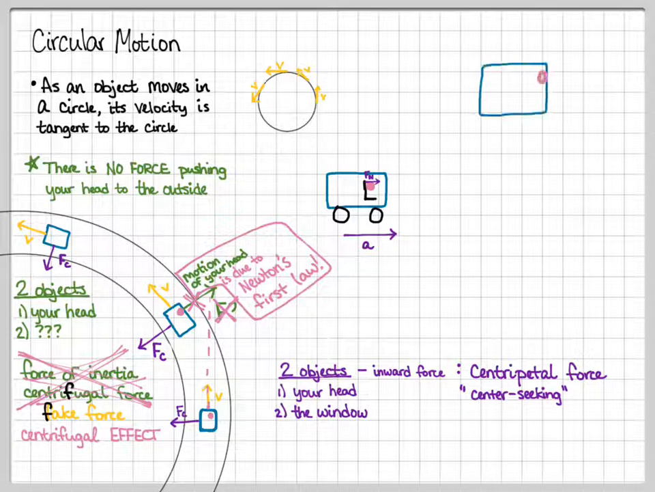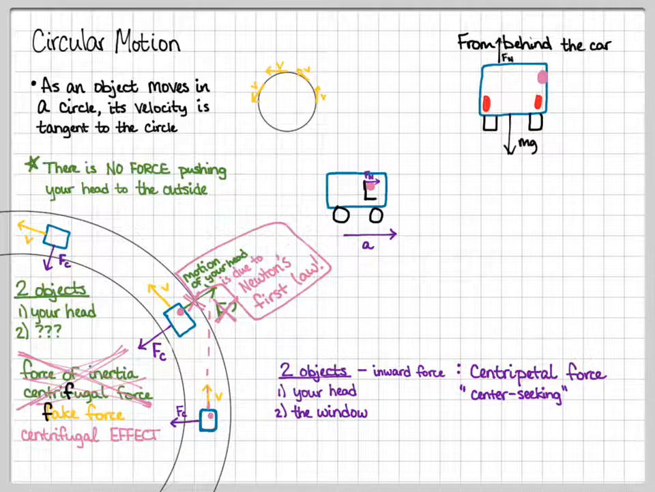So, now, let's take a look at my car from the back. So there's my taillights, there are my tires, there's your head smashed against the window. In this, we have, of course, our weight and our normal force. And we said that there's no force acting to the right. That's just due to Newton's first law, that your head is smashed against the window. The thing that's going to cause your force is the force of the window on your head. That's what you're feeling. And this is going to be the centripetal force.